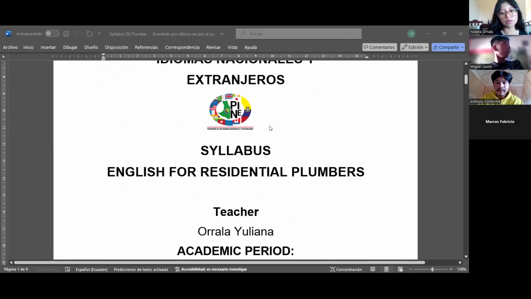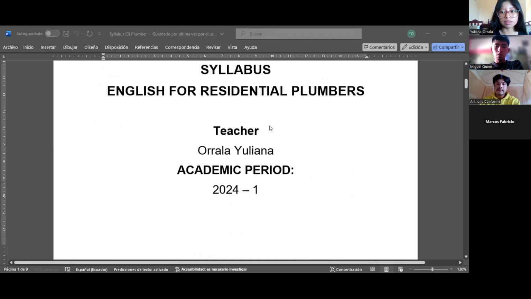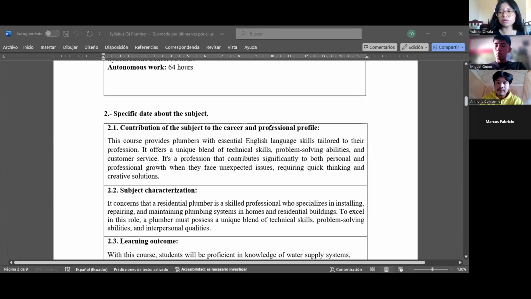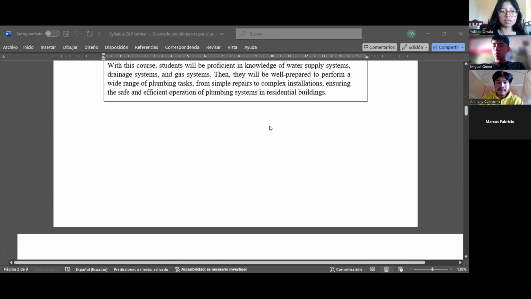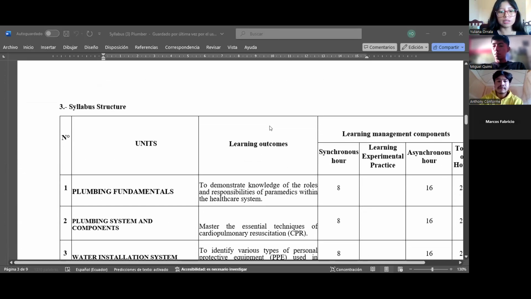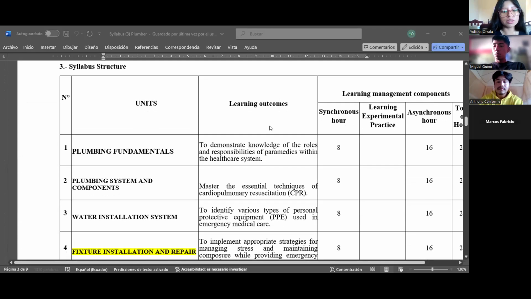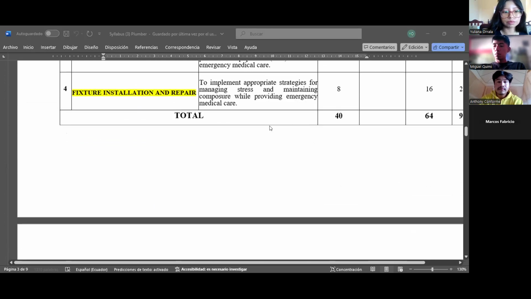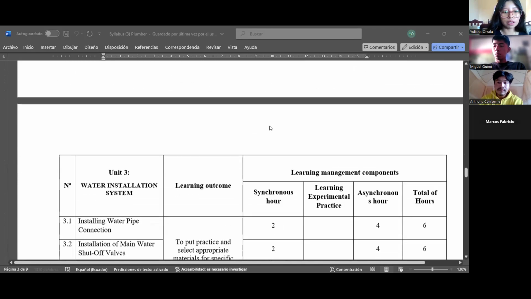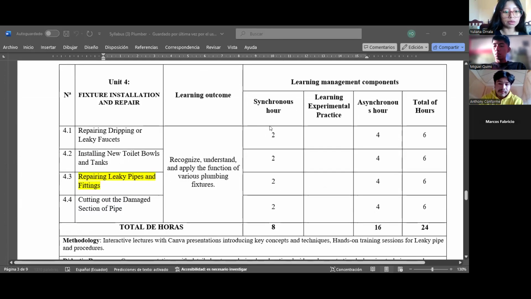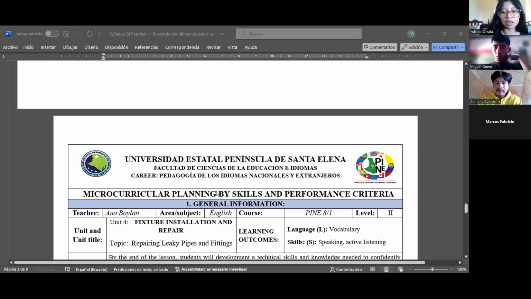Okay, this is my syllabus, for English for residential plumbers. The learning outcome is to understand, recognize, and apply a correct leaking repair. We are continuing with Unit 4. In this case, we are going to learn about the repair of leaking pipes, and the learning outcome is to recognize, understand, and apply the function of various plumbing fixtures.